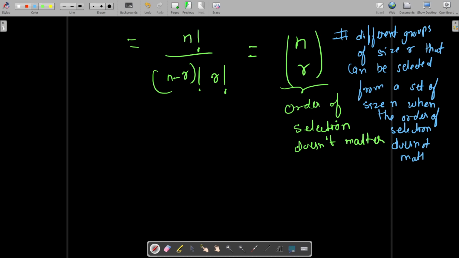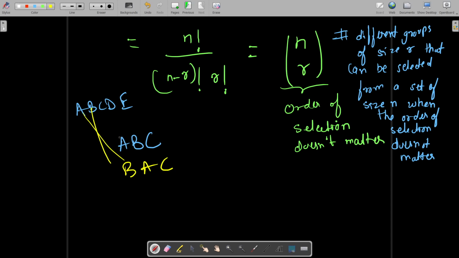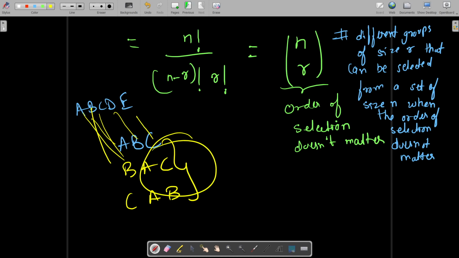or it's not considered. So again I'm just explaining, let's say we have A, B, C, D, E, and we have to select 3 out of them. So whether we select A, B, C or B, A, C, like selecting B, then A and C, or first A, B and C, or C, A, B, this order should not matter. Whatever I take, whether A, B, C or C, A, B, this will be counted as one. And this is the definition of selection.